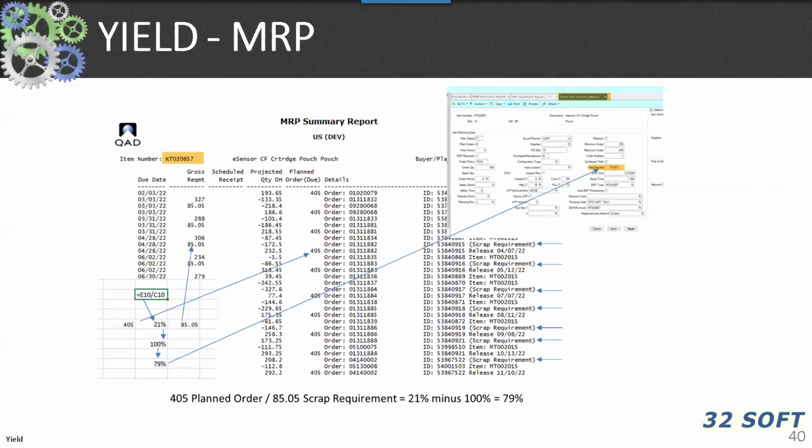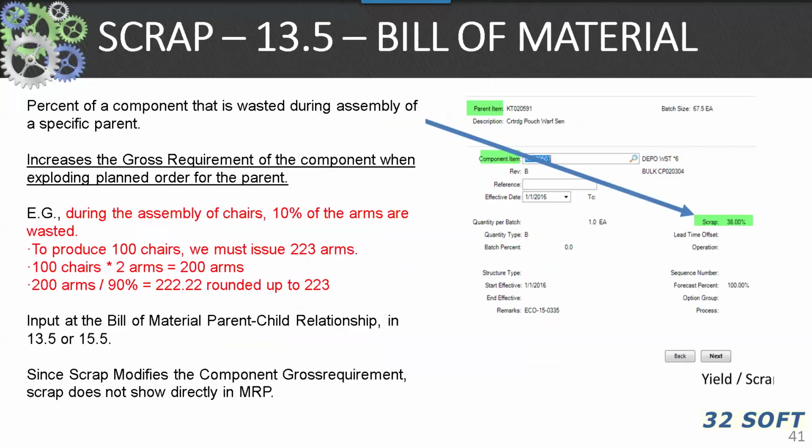You can see here, yield is displayed in MRP from that input, in this case 79%, and MRP displays a 85.05 scrap requirement in the 2317. That's 405 planned order, 85.05 scrap requirement minus 21% minus 100 equals the 79%. This is denoted as a scrap requirement in the MRP output.